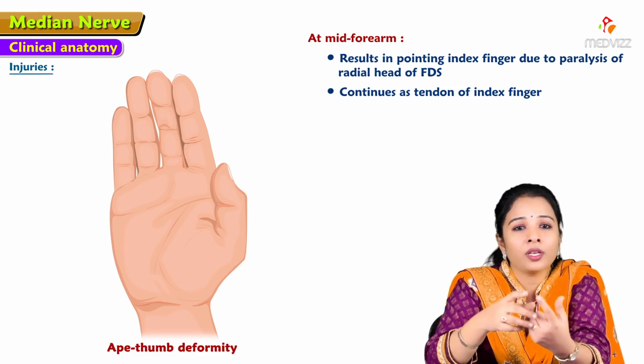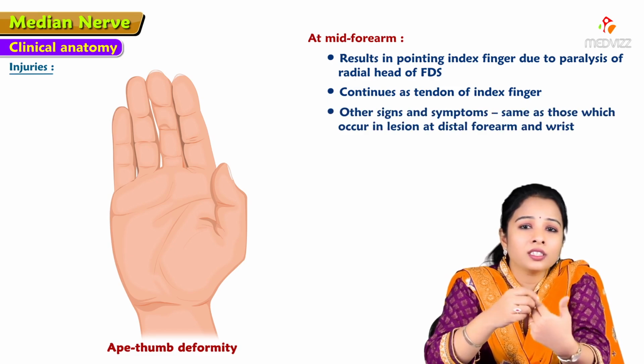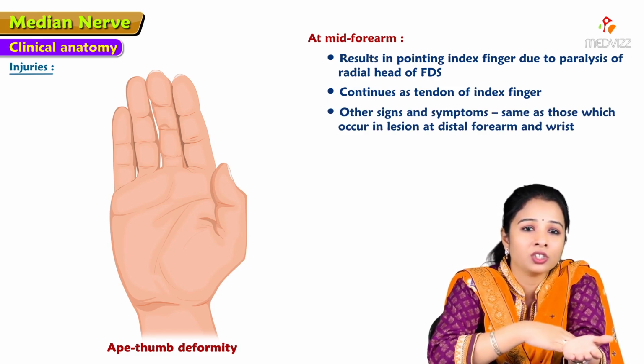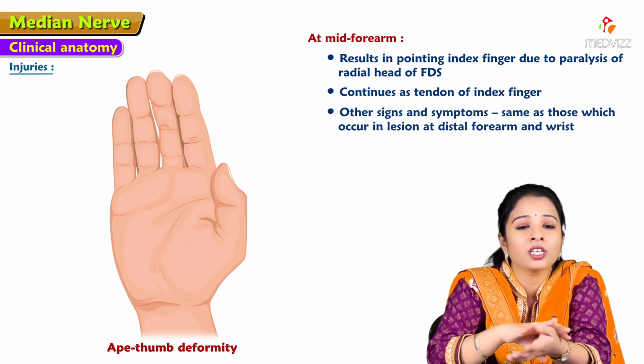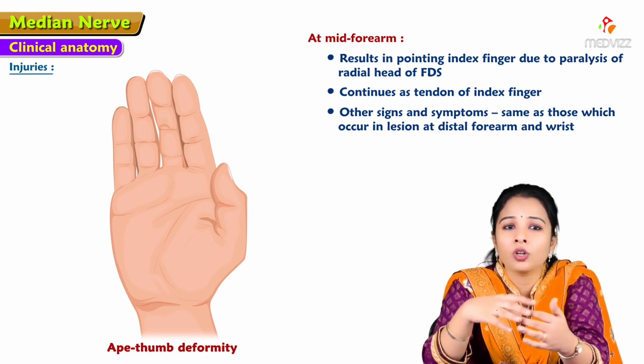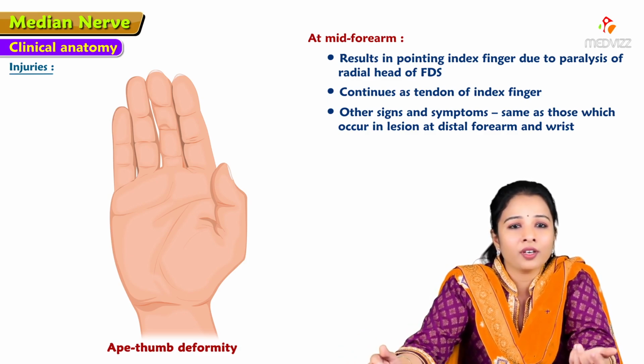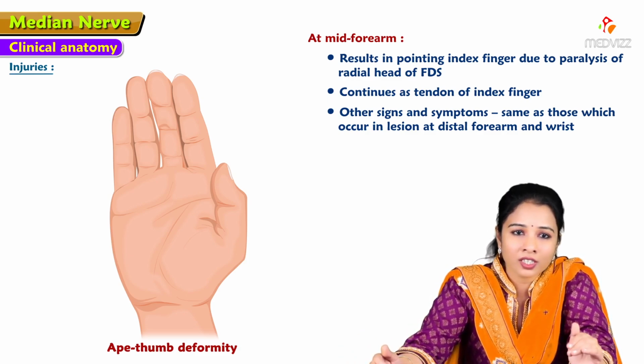The radial head of flexor digitorum superficialis is paralyzed, and that continues with the tendon of the index finger, so there will be a loss of flexion of the index finger. Other signs and symptoms will be the same as the lesion at the distal part of the wrist, that is ape thumb deformity and loss of sense of 3.5 fingers. All these will be the same, which we are going to discuss again when we discuss the wrist.